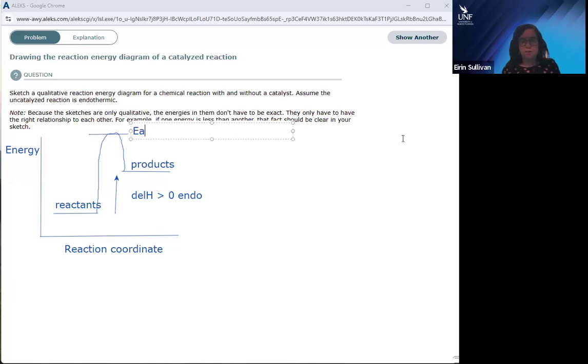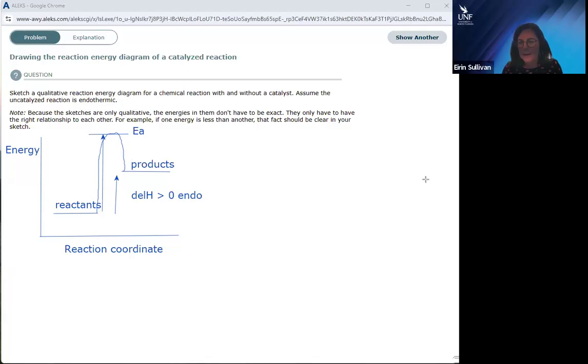So the activation energy, E subscript A. To go from reactants to products, you're going to need to absorb this amount of energy right here to have enough energy for the intermediate transitional state between reactants and products to form. So that's what that would look like for a general endothermic reaction.